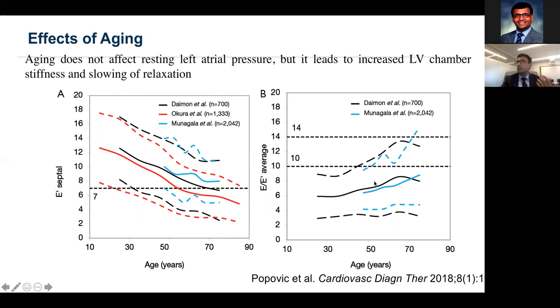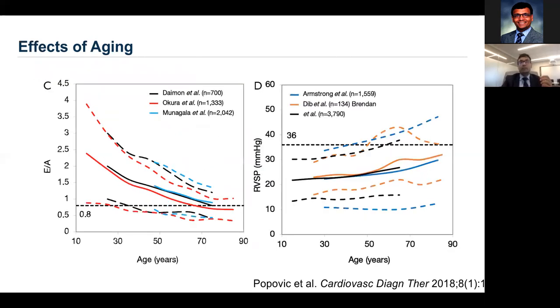Similarly, it has been shown that the E by E prime does increase to some extent with age. However, typically does not reach the threshold of 14 that has been defined in the guidelines. So if you see in an elderly individual an E by E prime ratio of more than 14, then that typically indicates presence of elevated filling pressure. So it could still be relied upon as a marker of elevated filling pressure.